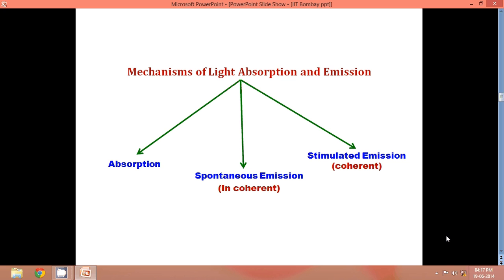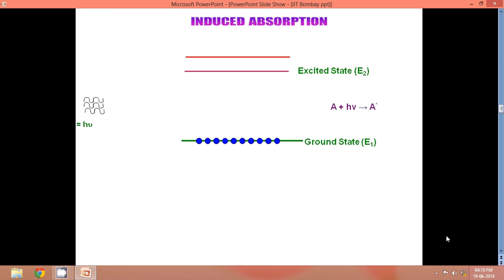The mechanisms that are involved in absorption and emission of light fall into three categories. One is absorption, also called induced absorption. The second one is spontaneous emission, which results in an incoherent beam of light. And the third one, predicted by Einstein, produces a coherent beam of light called stimulated emission. Now look at them one by one.